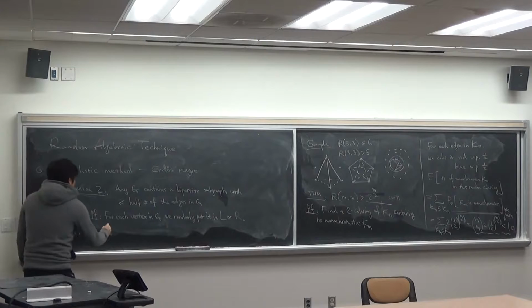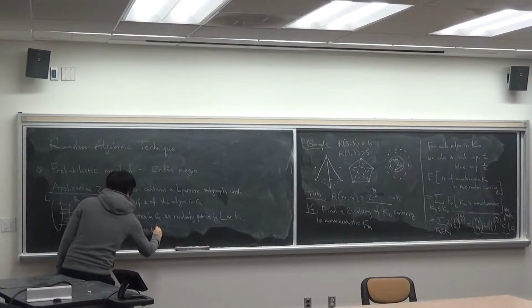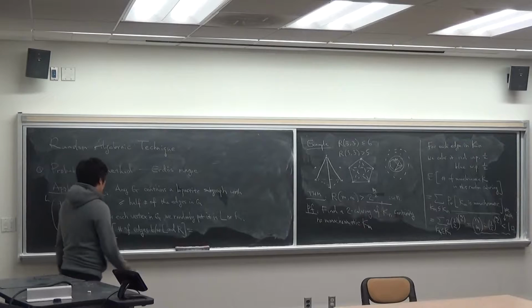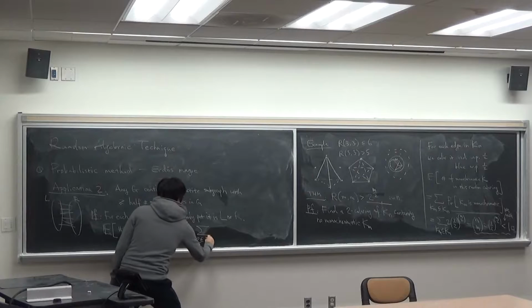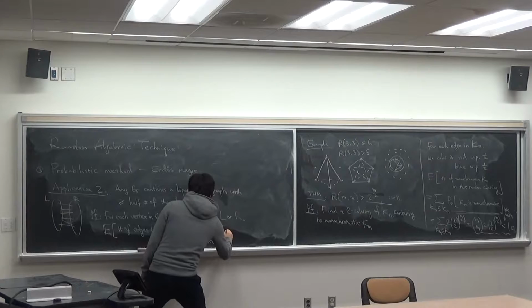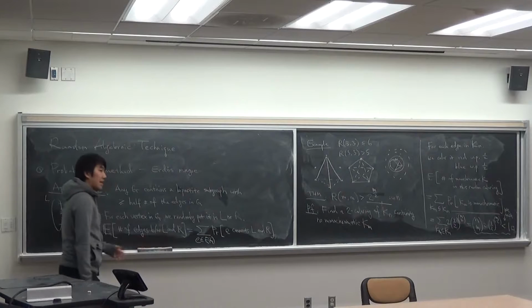So we're interested in the expected number of edges between left and right. But I can break this down to a summation over all the edges in G of the probability that E connects L and R. Again, this is by linearity of expectation.